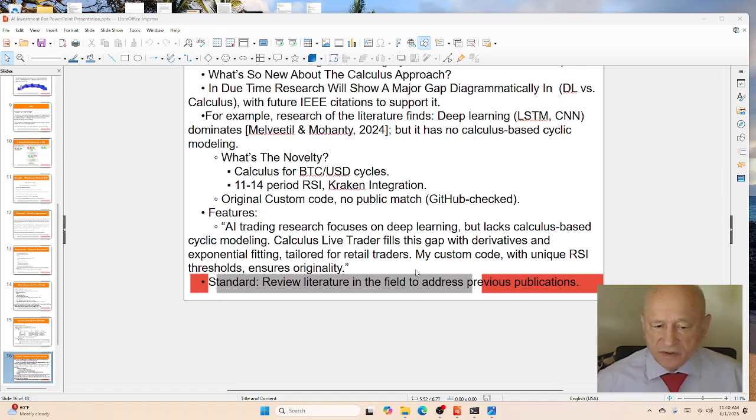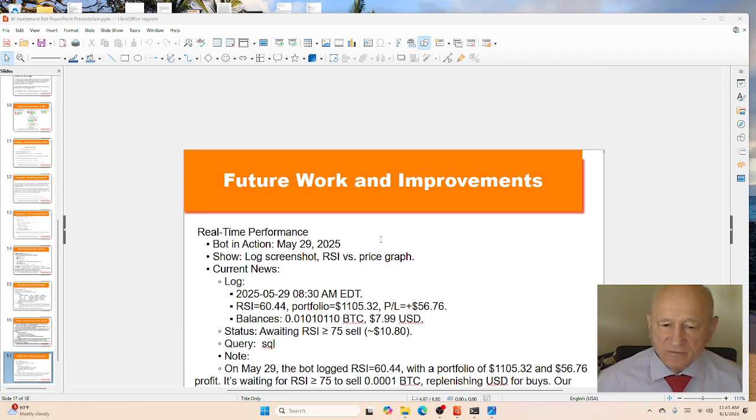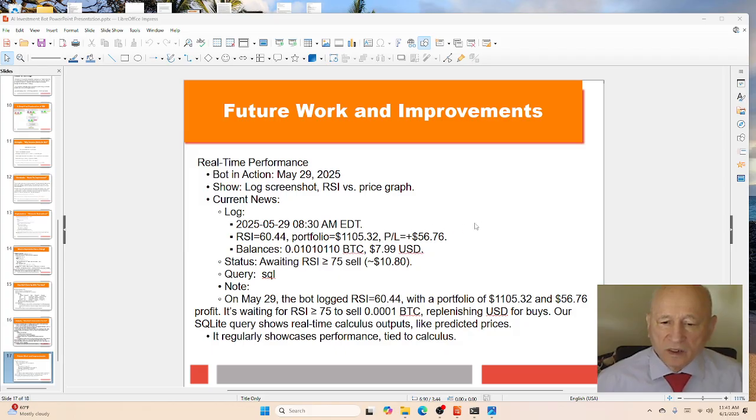Here we add the calculus-based cyclical model. Calculus Live Trader fills this gap with derivatives and exponential fitting tailored for retail traders. The custom code with unique RSI thresholds ensures originality. And we can review literature with hope for future improvements in the work involving investment bots in the industry. Real-time performance showed that the bot has operated profitably, making numerous sales and numerous purchases.